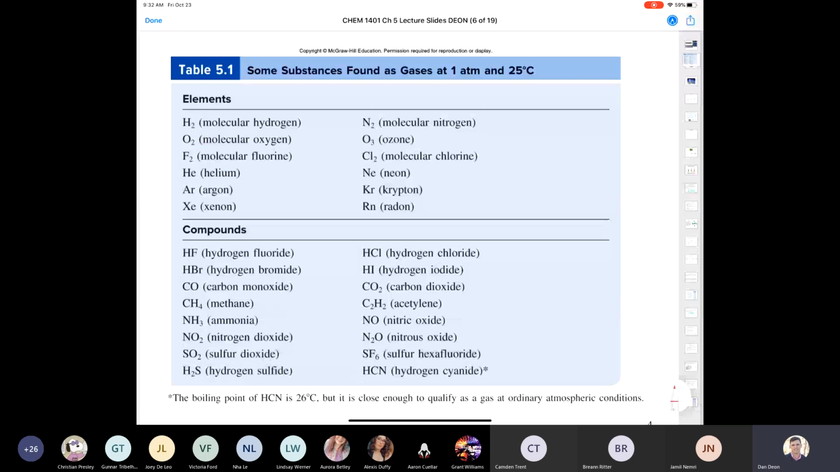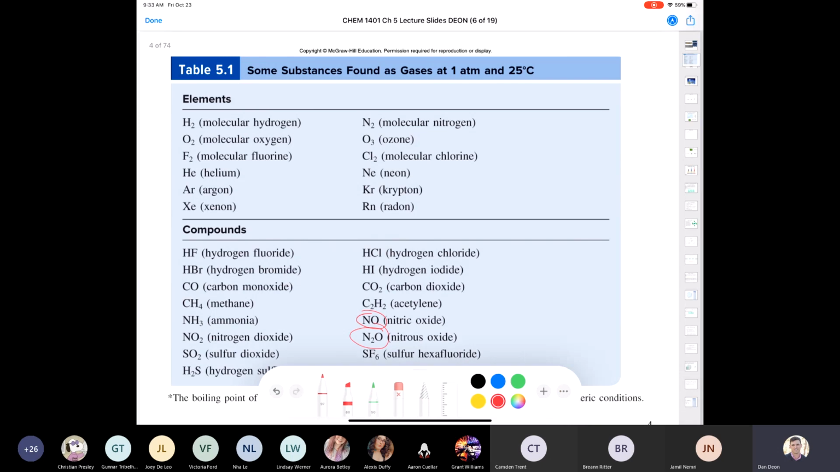And as far as compounds go, well, gases are molecules that like to be free. They're kind of the hippies of the molecular world. They want to be free, and in order for them to be freely hanging in the air, they have to be small, right? They have to be small compounds, and so that's why we don't find many compounds that exist as gases at room temperature and atmospheric pressure. But you should be aware of all of these gases. If you see nitric oxide or nitrous oxide, you should be aware that these are gases.